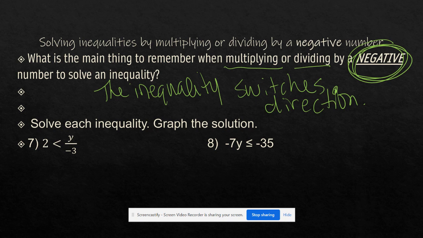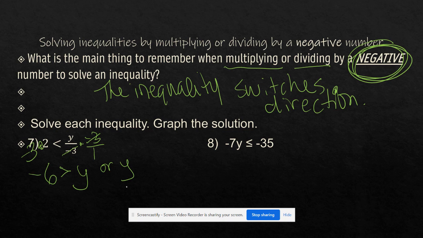So let's try a couple. If I look at example 7, this is y divided by -3. The opposite of dividing by -3 is to multiply by -3 on both sides. -3 times 2 is -6. We multiplied by a negative, so this inequality that was opening up towards the y will now switch directions and open up to the -6. These -3's reduce to 1, so we're left with 1y.